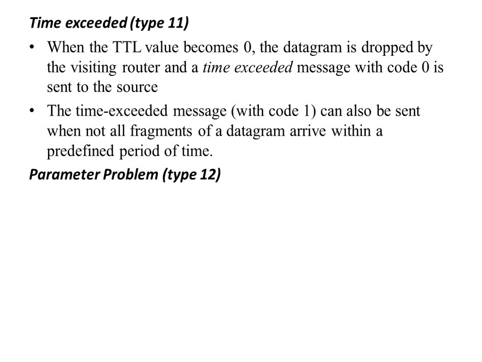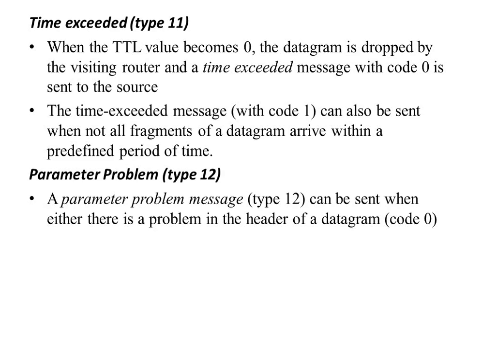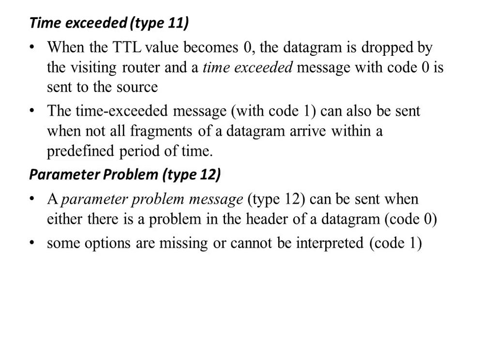Now there are the parameter problems, which are type 12 information. The parameter problem message can be sent when there is a problem in the header of a datagram. If any problem is there with the header, then this information will be sent back to the source, and also when certain options are missing or cannot be interpreted. In that case code 0 and code 1 will help the source understand what exactly the problem is. So this is how error messages are reported back to the source with the help of ICMP. So IP along with ICMP acts as an error reporting mechanism. Actually it is not correcting the errors, but it is just informing the source about the errors.